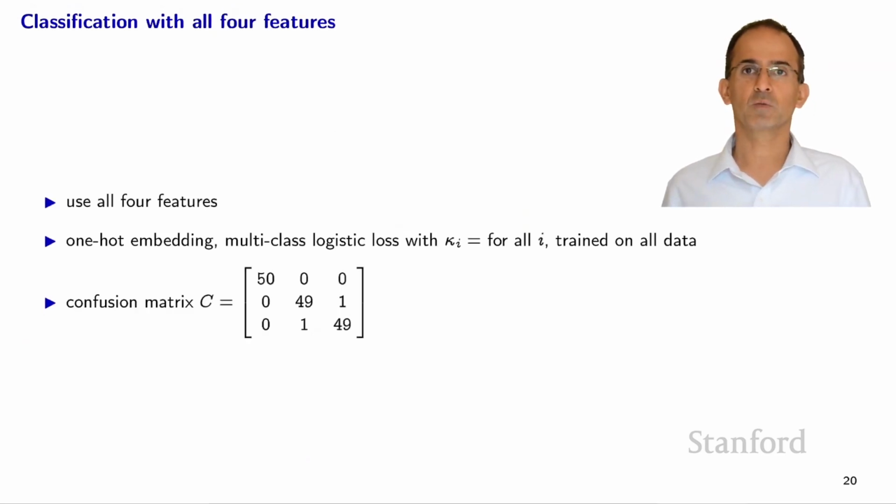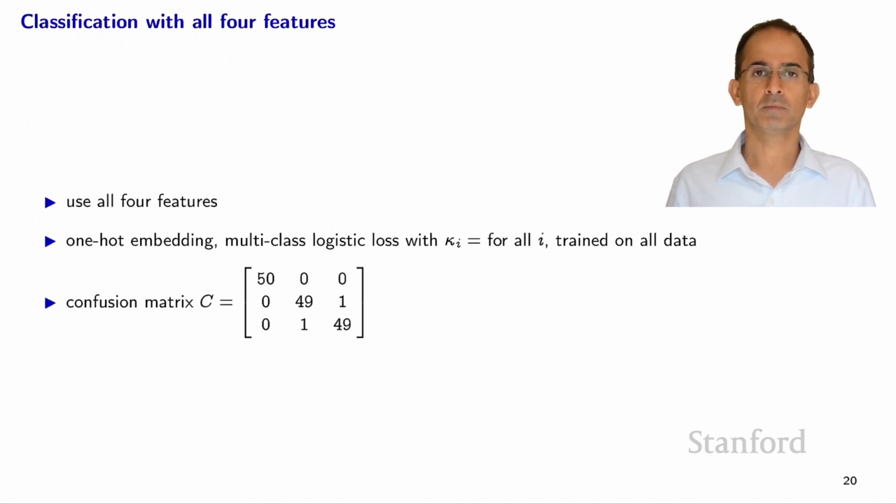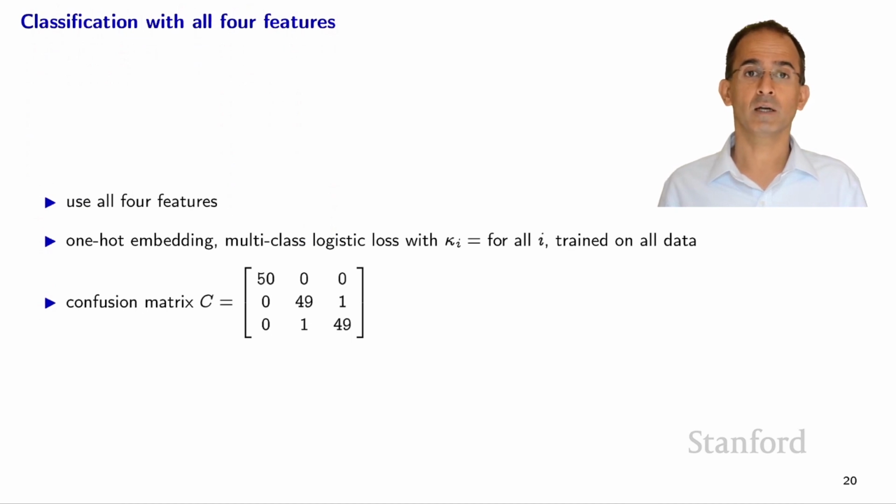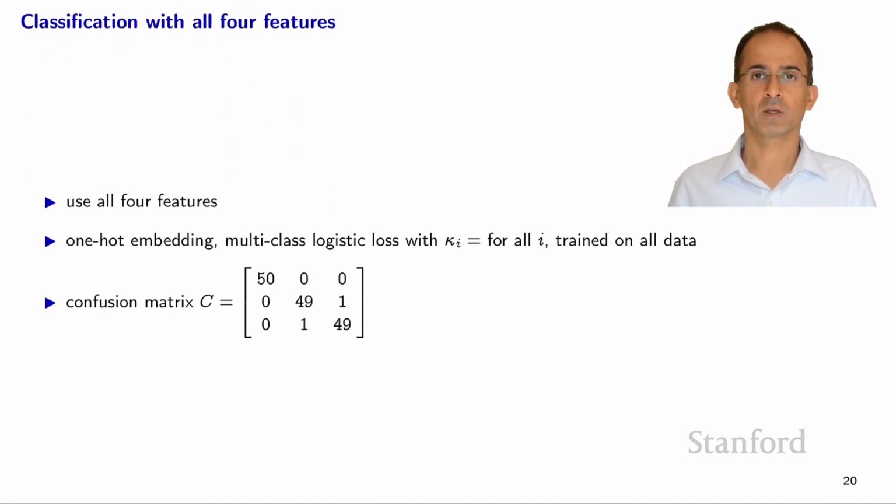Now, if you do classification with all 4 features, of course we can't plot it anymore. Same thing, one-hot embedding, minimize the probability of error. Well, then you can do much better. Then you can get a confusion matrix where there are only 2 errors, 2 misclassifications, out of our 150 plants. We've got 1 blue classified as green and 1 green classified as blue.